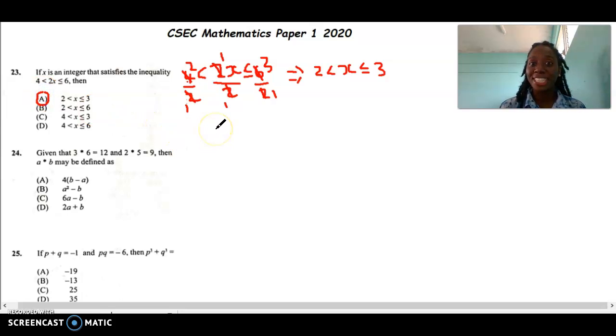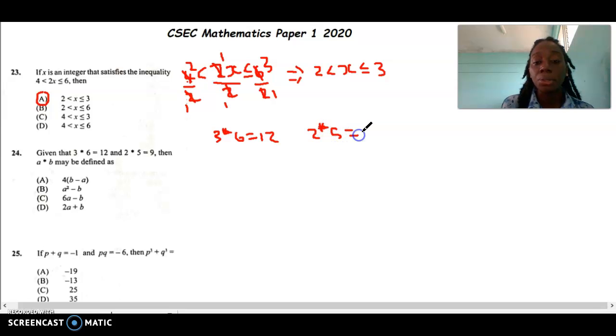Moving on to question 24. Given that 3 star 6 is equal to 12 and 2 star 5 is equal to 9, then A star B may be defined as. Now this may be considered a substitution question. So we have 2 conditions here: 3 star 6 is equal to 12, and 2 star 5 is equal to 9.